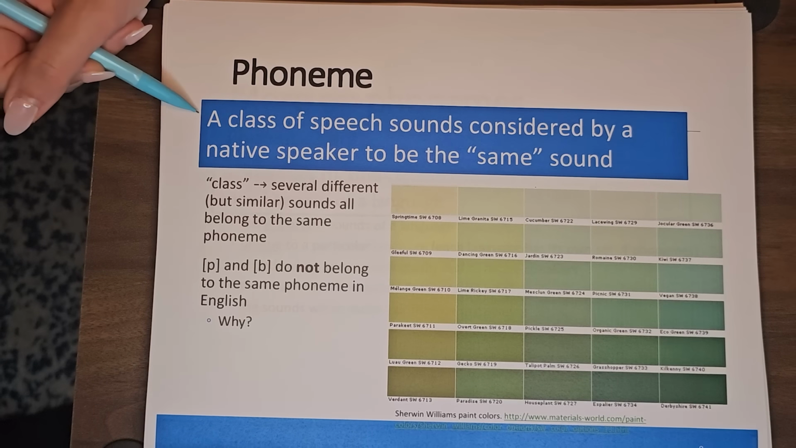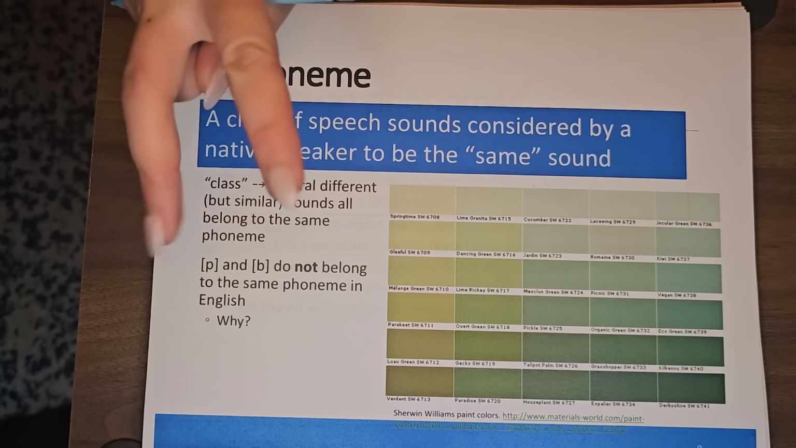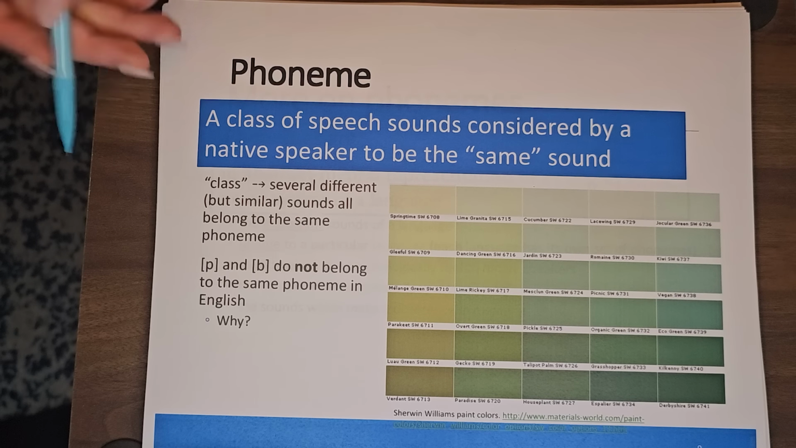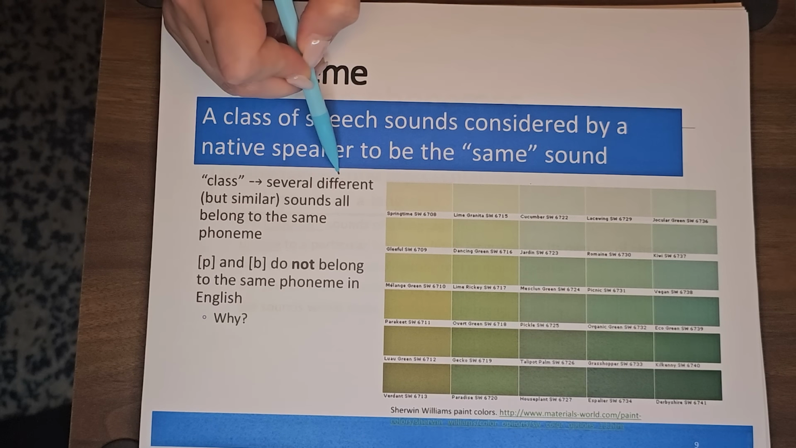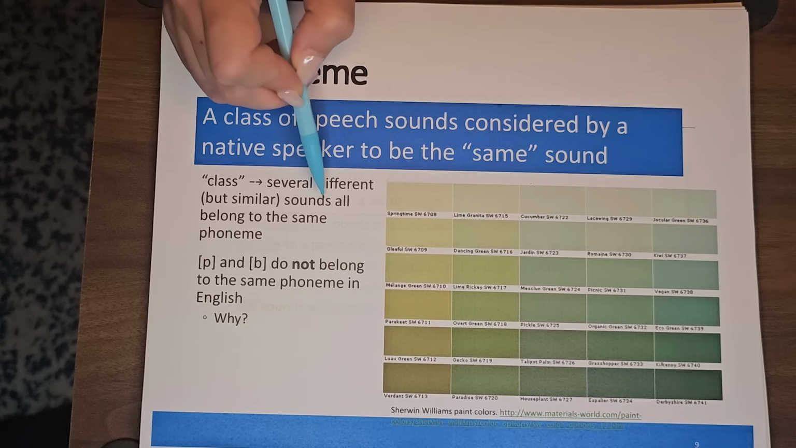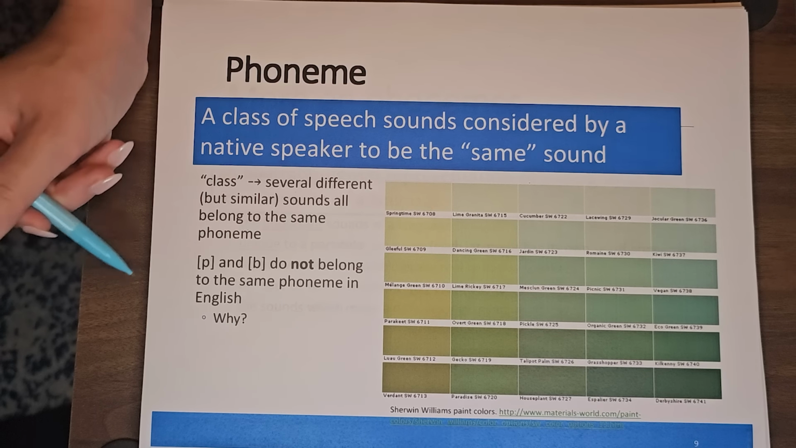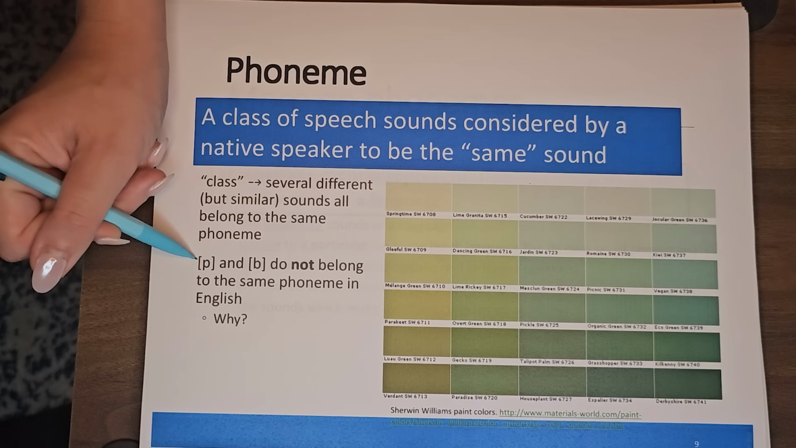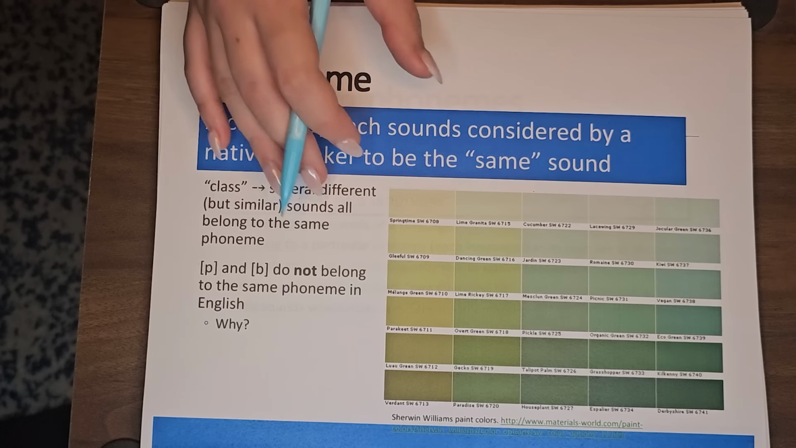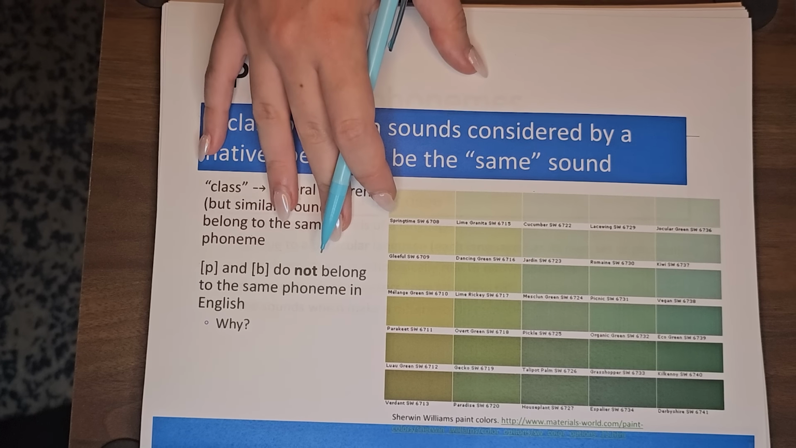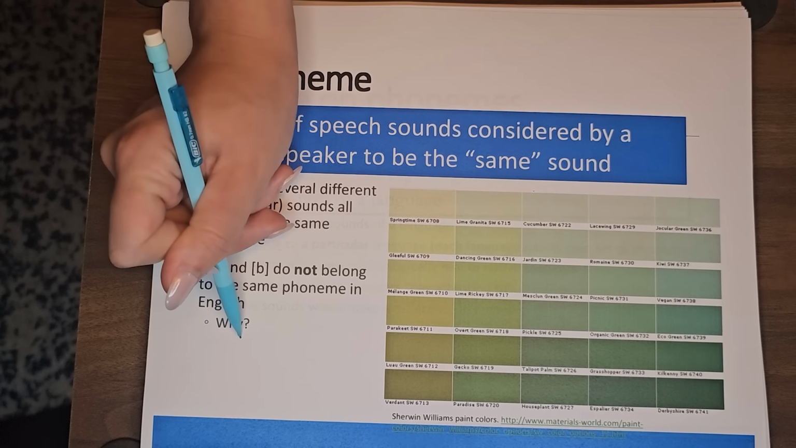Phonemes are a class of speech sounds that are considered by native speakers to be the same sound. We call them a class because it's made up of several different but similar sounds and they all belong to the same phoneme. So do you think that p and b belong to the same phoneme or not? No, they do not.